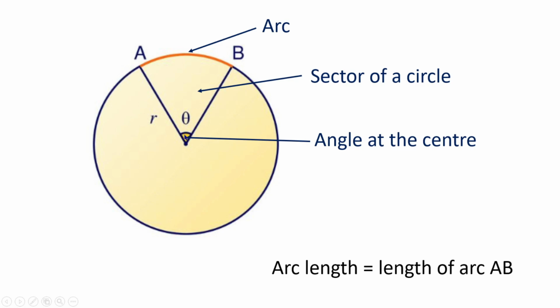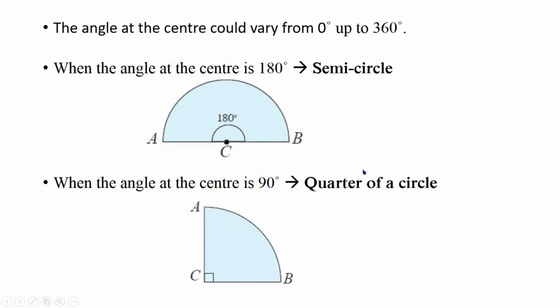Then this is the angle at the center. It is denoted by theta. This angle at the center is the angle which is formed at the center by the two radii. These are the two radii, and this is the angle formed by the two radii at the center of the circle. This angle at the center can vary from 0 up to 360 degrees. When this angle at the center is 360 degrees, it is a complete circle. And when the angle at the center is 180 degrees, it is a semicircle. And also when the angle at the center is 90 degrees, it is a quarter circle.